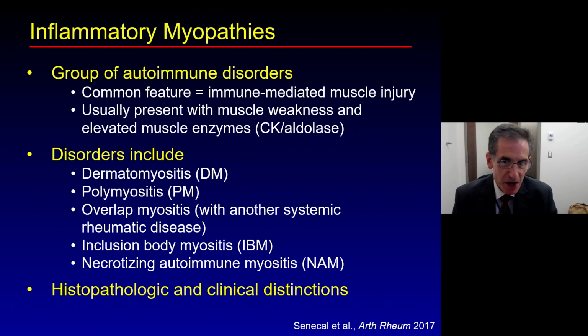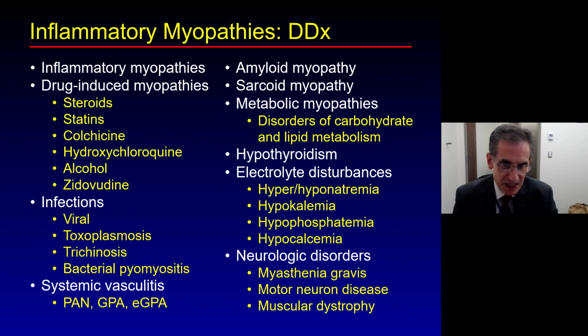Usually these patients have muscle weakness and elevated muscle enzymes, including CK and aldolase. Sometimes the liver enzymes may also indicate that they have an elevated CK and aldolase, so that's something to watch for. These disorders include dermatomyositis, polymyositis, and overlap myositis with other systemic rheumatic diseases. Then there's inclusion body myositis and what's called necrotizing autoimmune myositis. These can sometimes be associated with statins as well, so that's something to keep in mind.